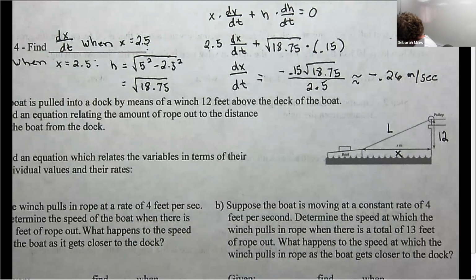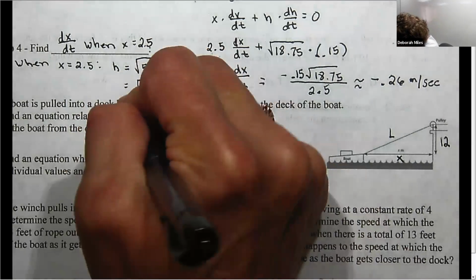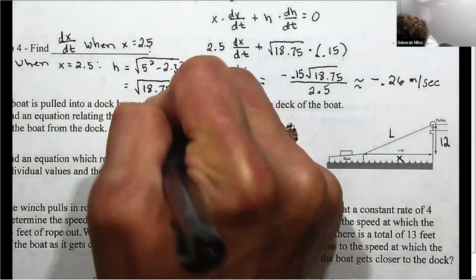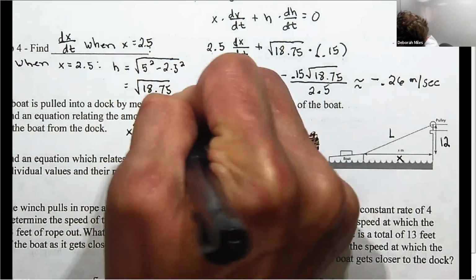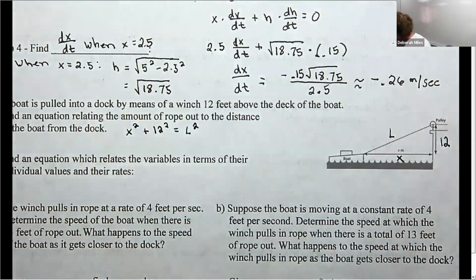What equation can I come up with looking at that picture? So what's my equation? Yep. X squared plus 12 squared equals L squared. Leg squared plus leg squared equals hypotenuse squared.